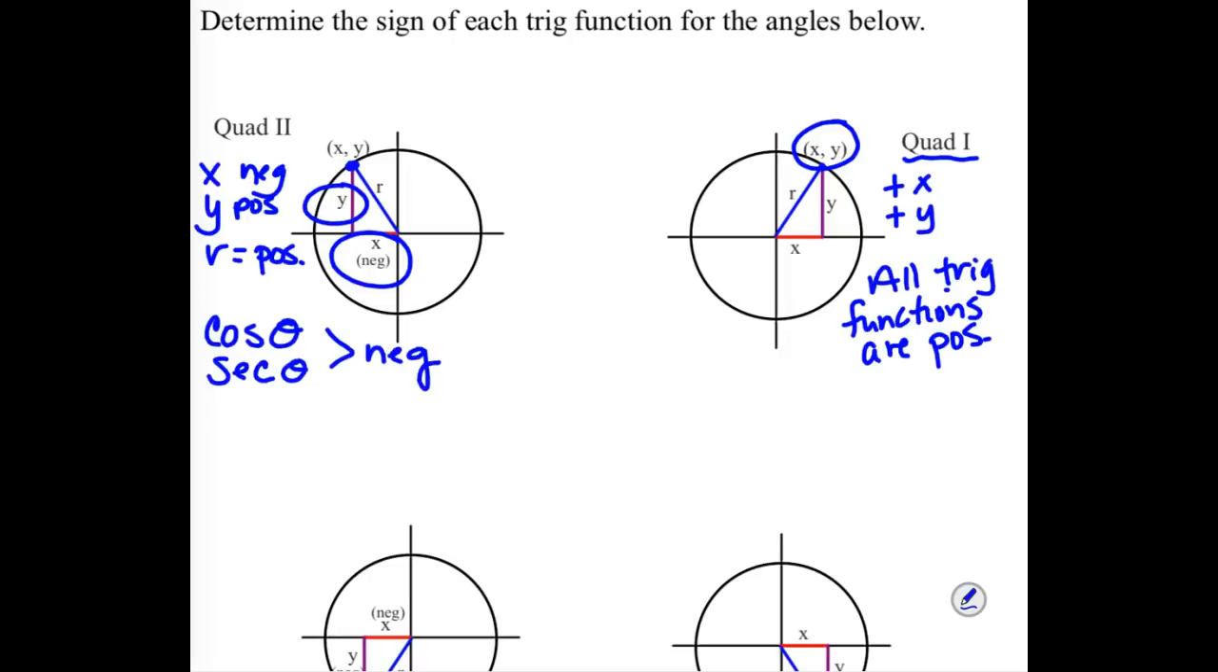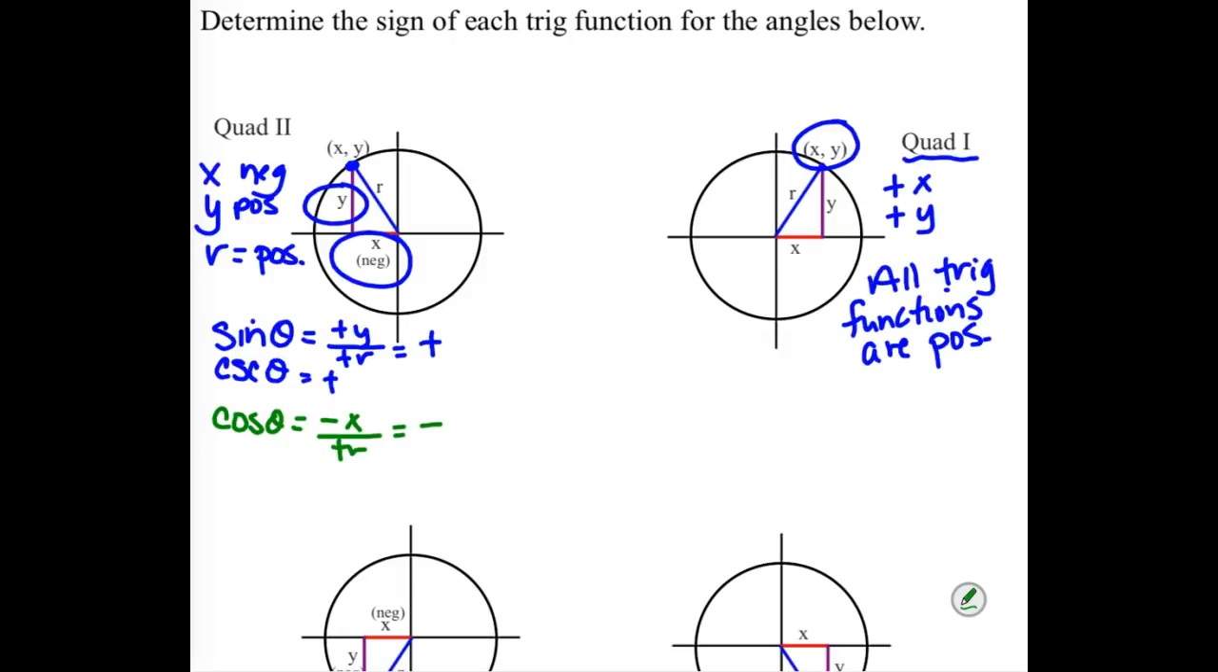Everything else, I should rephrase that, I guess. Let's look at them individually. The sine. We're going to have a positive y value divided by a positive r value. That will be positive. Same with cosecant. When we look at cosine, we are going to have an x value that is negative, but a positive r value. We're going to get a negative answer.